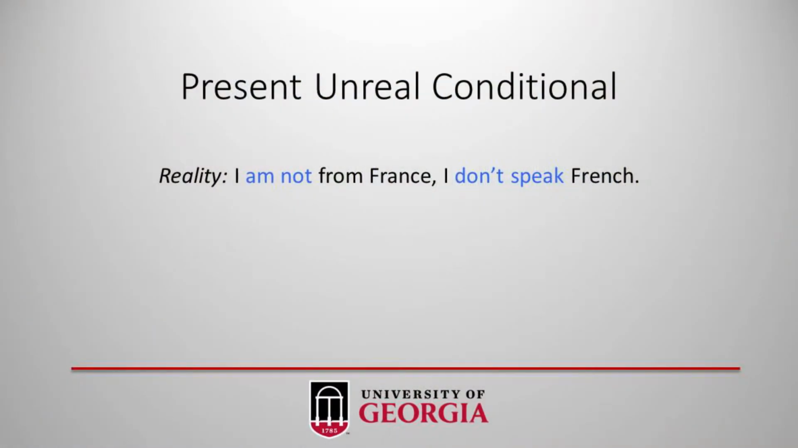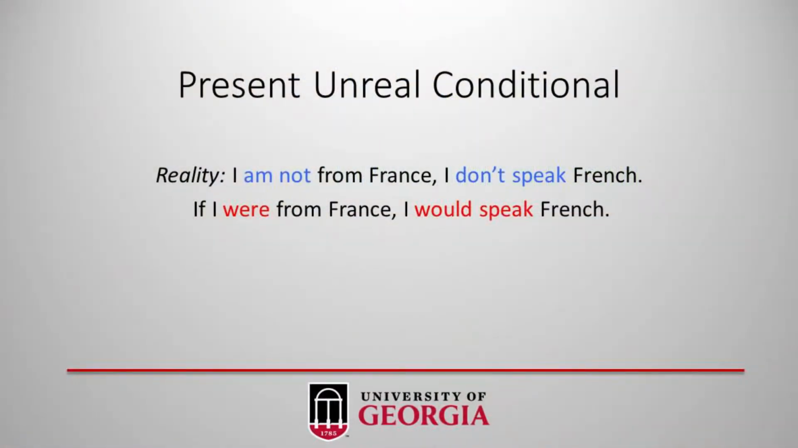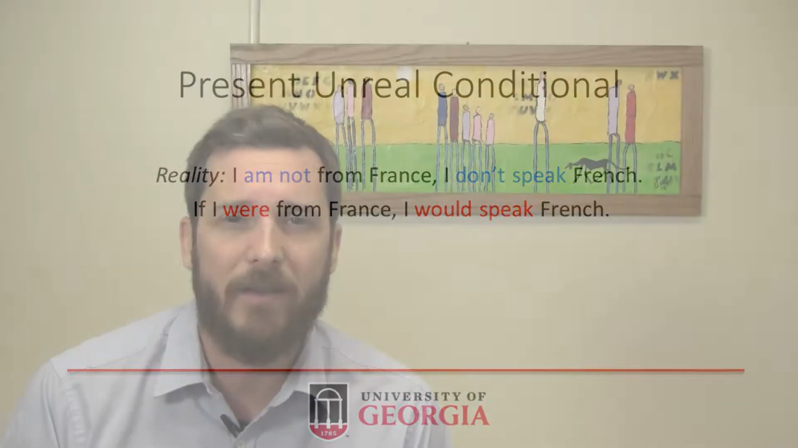Okay, in this example, the reality is I am not from France, and I don't speak French. Now, if I want to talk about this in an unreal or hypothetical statement, I would say if I were from France, I would speak French. Now, this may look a little strange to you because I've used the verb were with the subject I. It's important to remember that in the unreal conditional, if you're using the be verb, you always need to say were, no matter what the subject is.